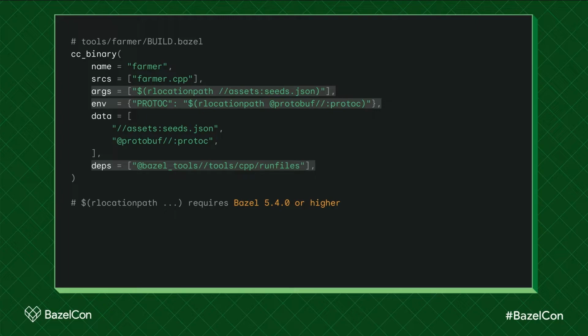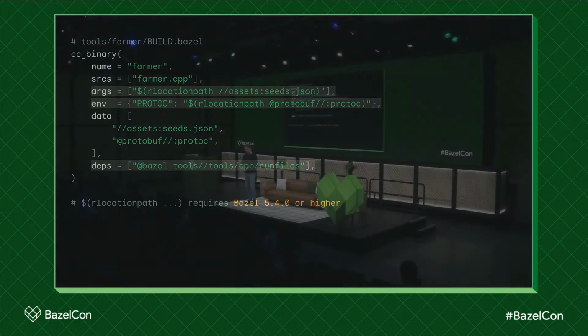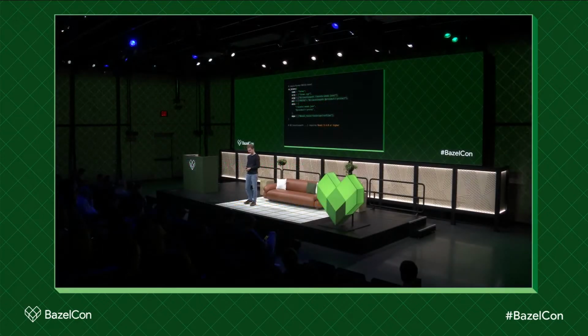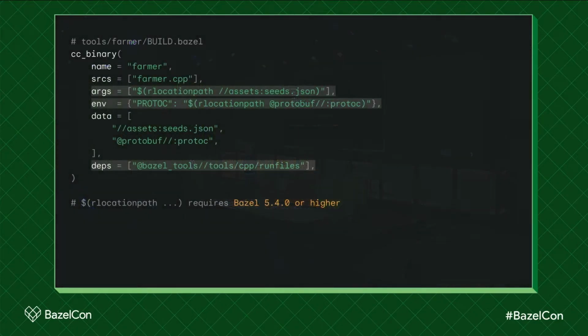You may know location expansion, these dollar patterns, from something like rootpath or execpath or location. If you mention rlocationpath anywhere in an argument or an env setting on a rule, it will resolve to this path that we just saw, this repo name, package, and so on, with all repository mappings applied, everything for you. That's the thing you need to pass to rlocation. So here in this example, we have a dependency on the C++ Runfiles library, and then we explicitly pass in the rlocationpaths of these two files.